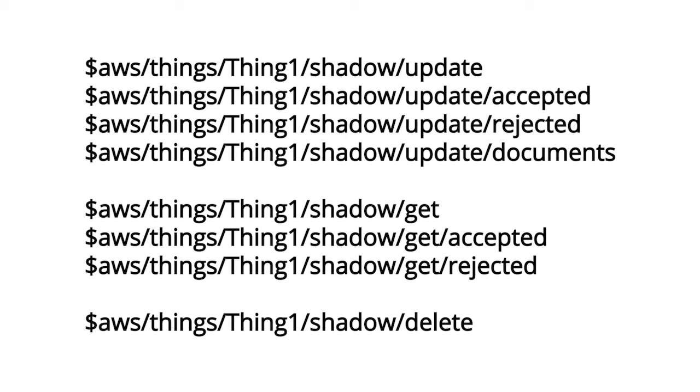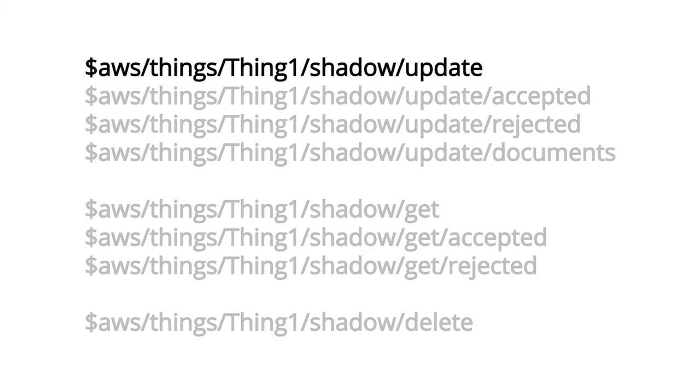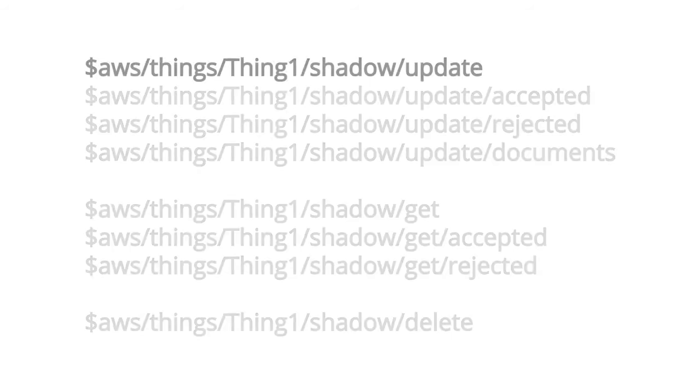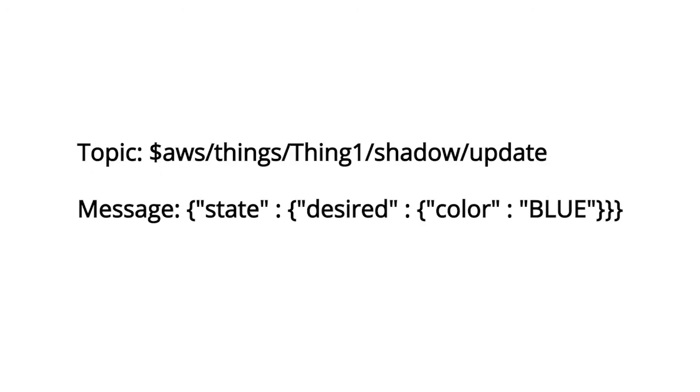Topics that look like this will interact with a shadow for a thing called Thing1. The first one is the topic you would publish to in order to send a new value to the shadow for Thing1. The message you send is just a JSON message with the value or values in it that you want to change. For example, you could publish this message to say that you want the color to be blue.